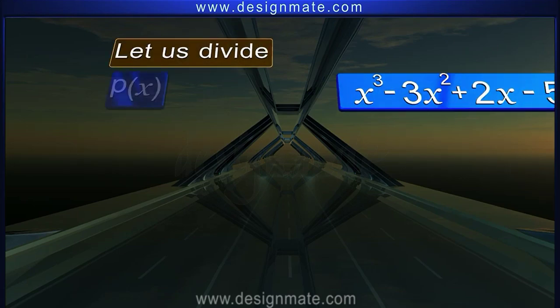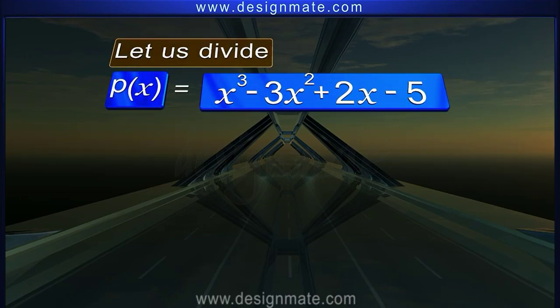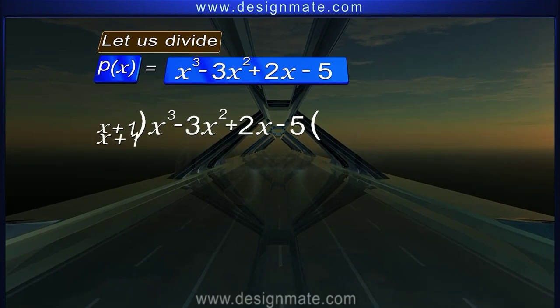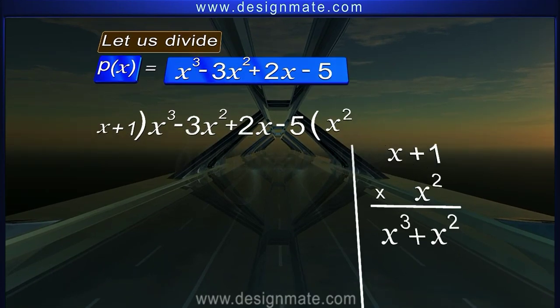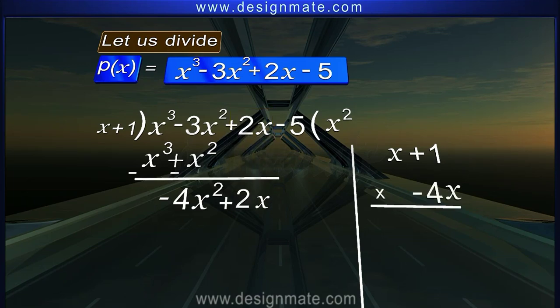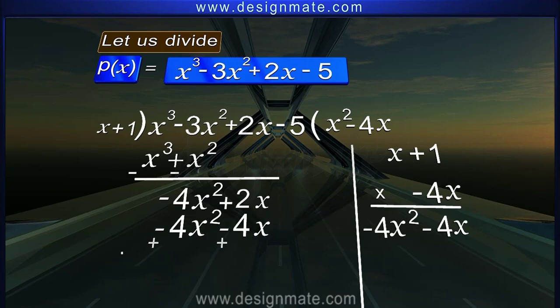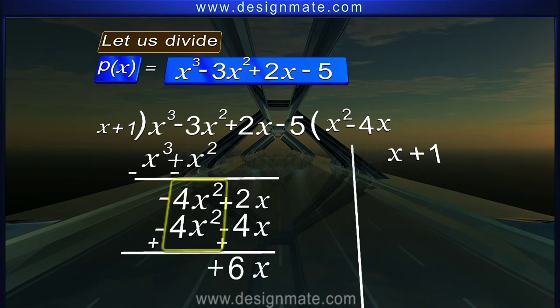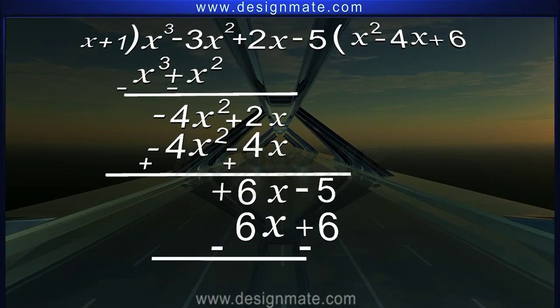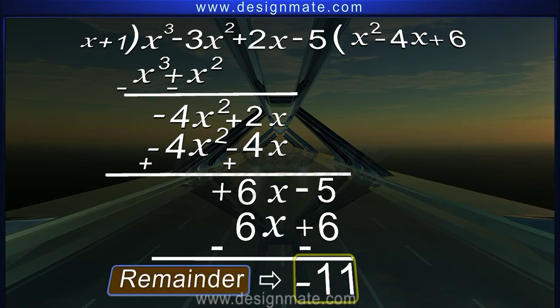Let us divide p(x) = x³ − 3x² + 2x − 5 by x + 1. Here, the remainder is −11.